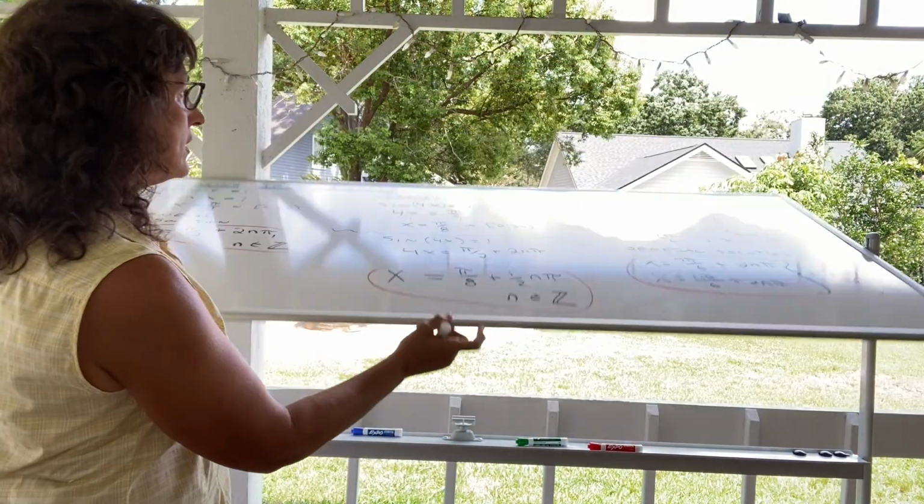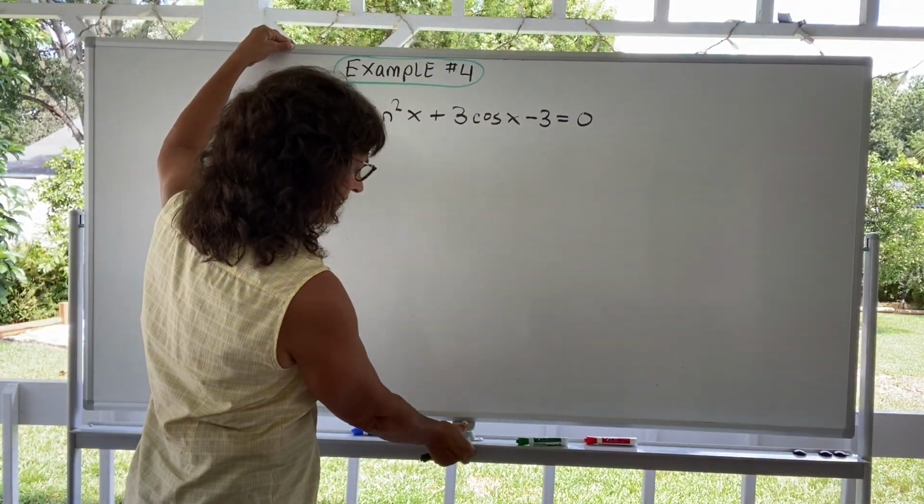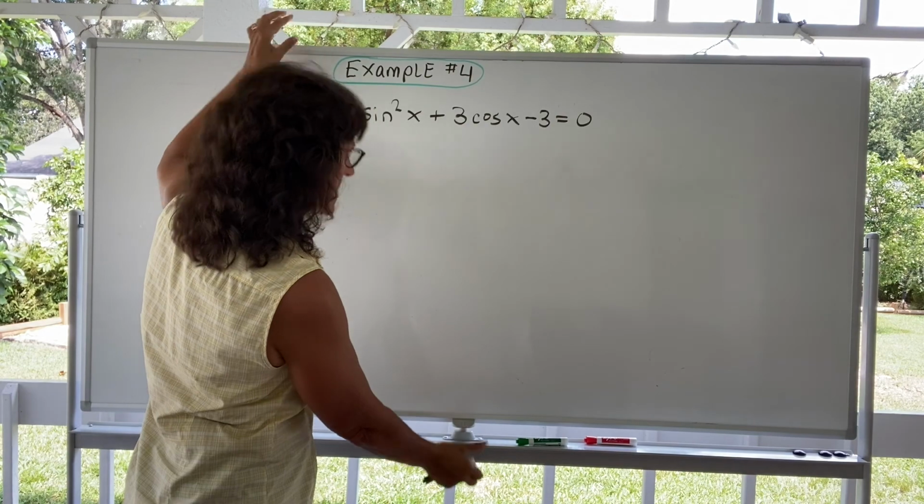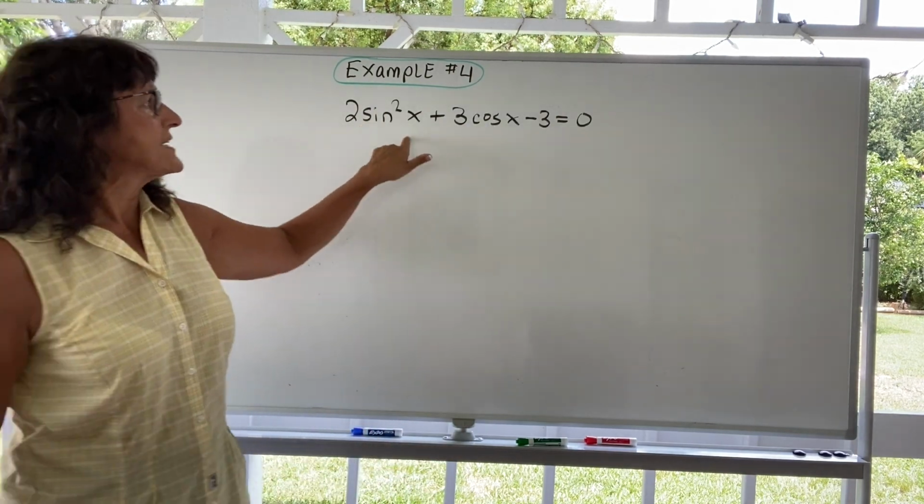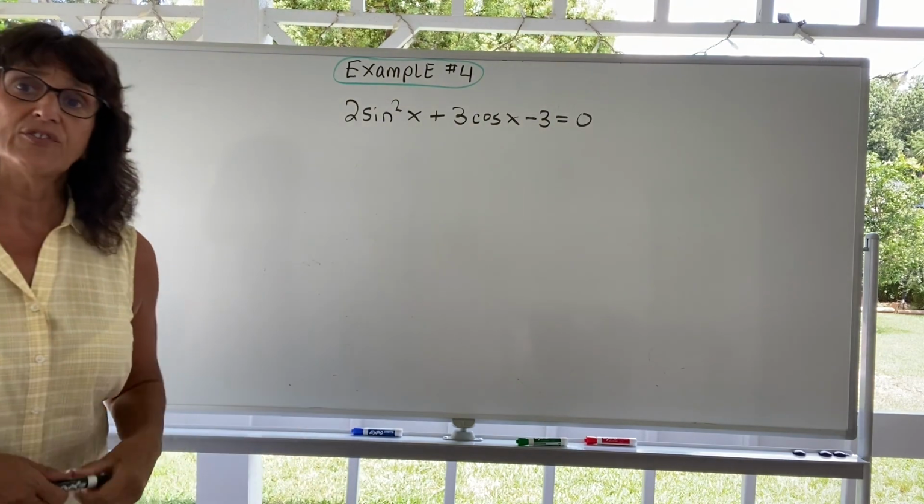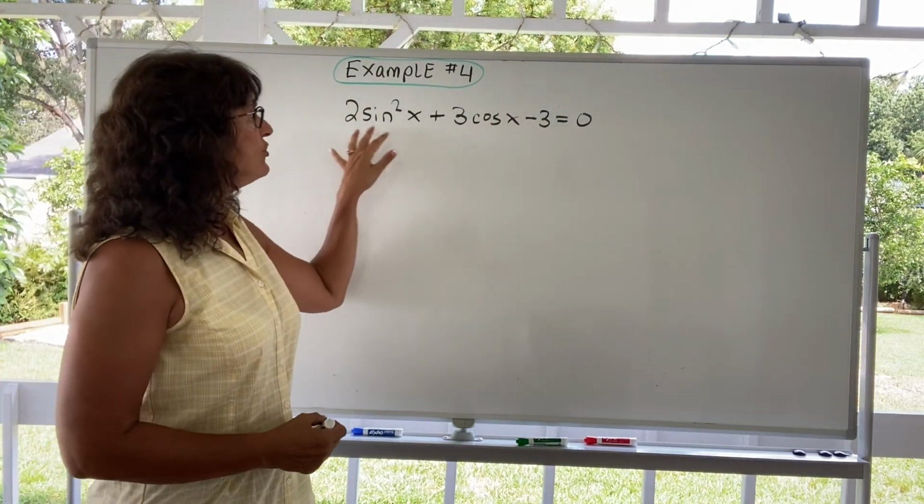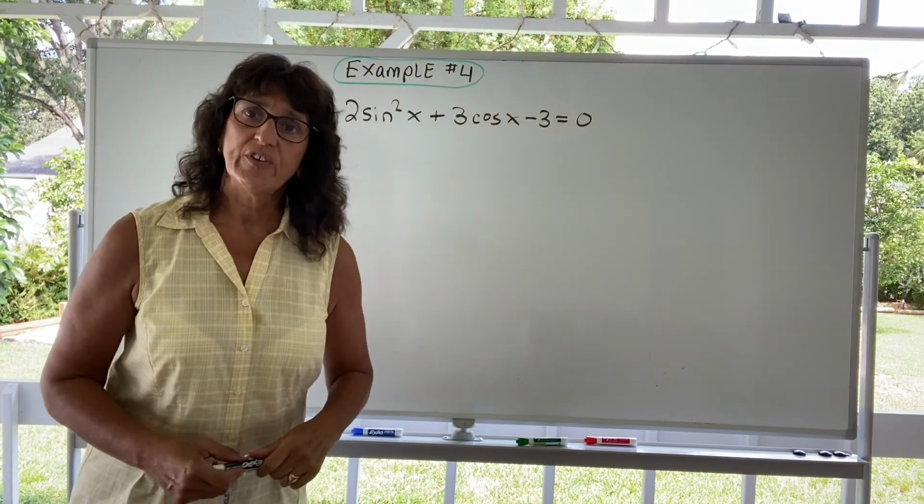So we've got one more example to take a look at. And here it is. 2 sine squared x plus 3 cosine x minus 3 equals 0. Let's take a look at this example. This will be our last example in this video. So 2 sine squared x plus 3 cosine x minus 3.